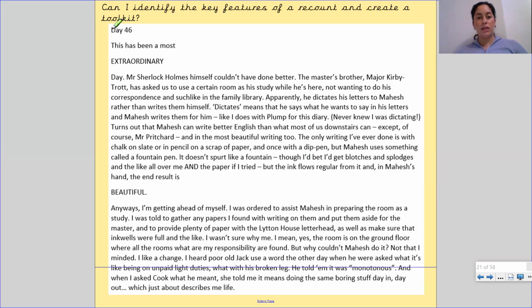Okay, so the first thing that I can notice, did you spot that? If you remember, when you were writing your own diaries, you always included the date. So it has either the day or the date. This is day 46. Now, what you notice about this sentence, this has been a most extraordinary day. Is it written like the way we normally write a sentence? No, it's been split up, and extraordinary is written in capital letters. So we can find different sentence structures throughout the recount as well.